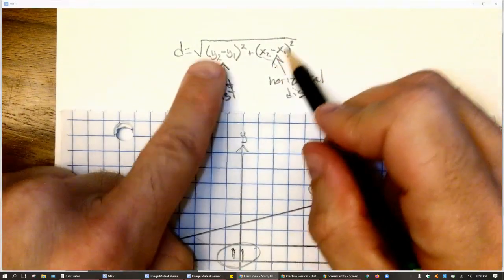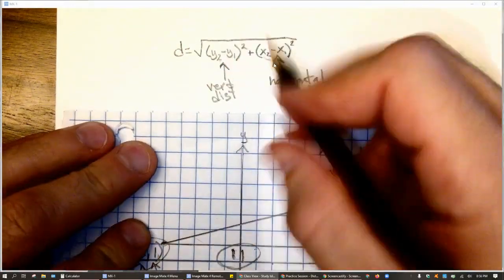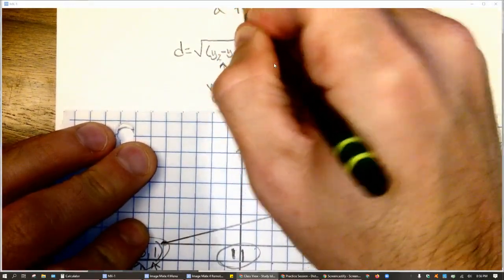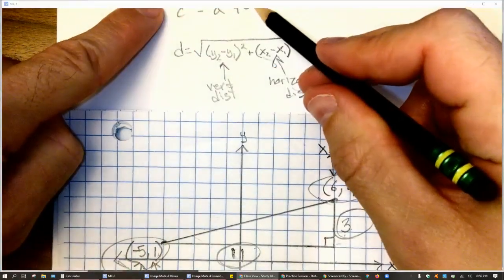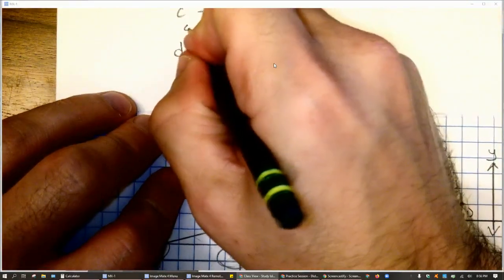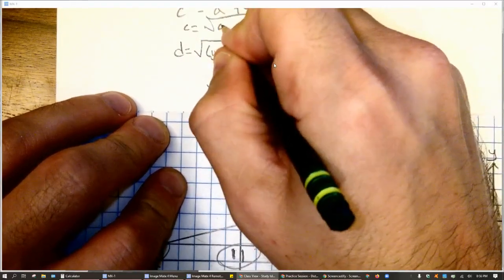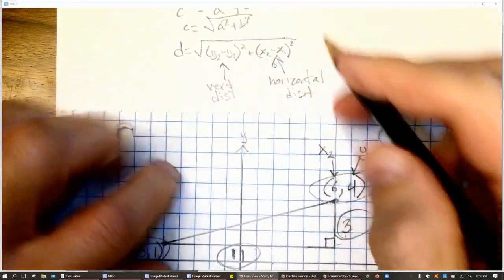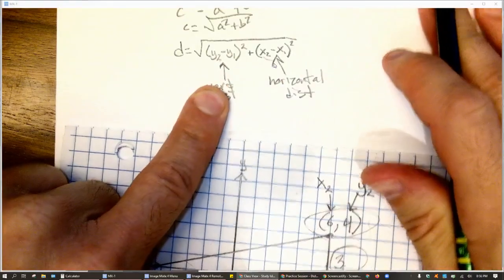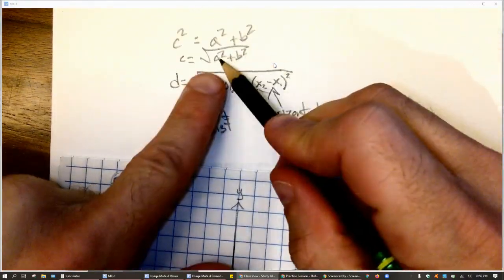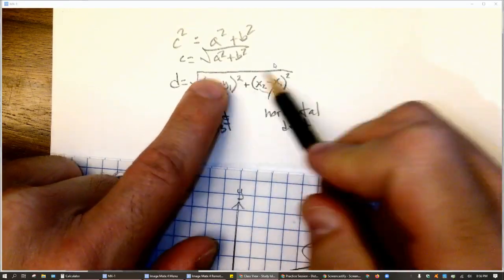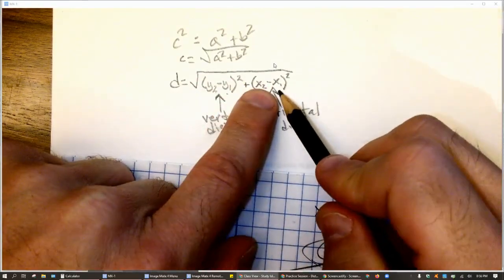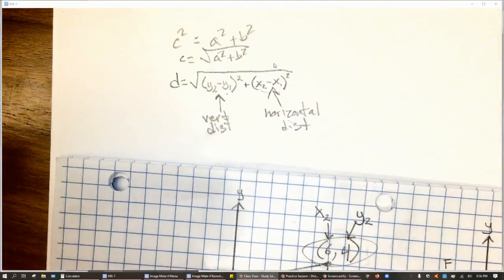And then if you square both of those and add them together, well, you're doing that because you're supposed to do a squared plus b squared, and that equals c squared. Well, if I take the square root of both sides, I get that c is equal to the square root of a squared plus b squared. And that's where the distance formula comes from. The square root of a squared plus b squared is the square root of the 2 y coordinates subtracted and then squared, and the 2 x coordinates subtracted and then squared. So that's where all that comes from.